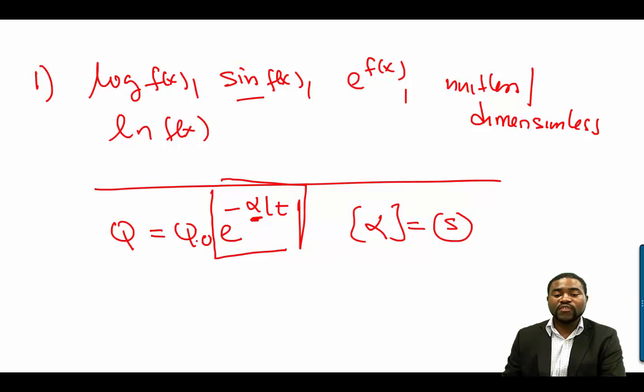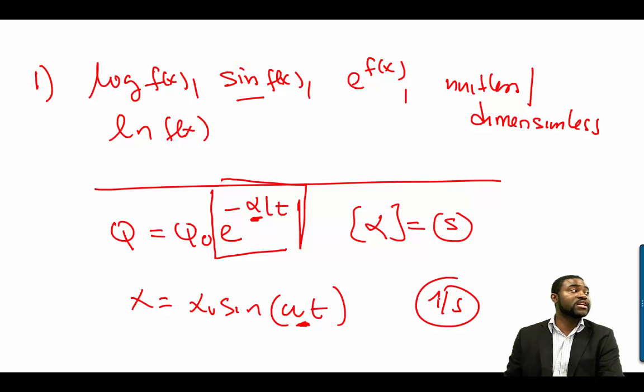You understand, right? If I give you something like this, x is equal to x naught sine omega t, who can give me the unit of omega? 1 over s. Exactly, 1 over s.